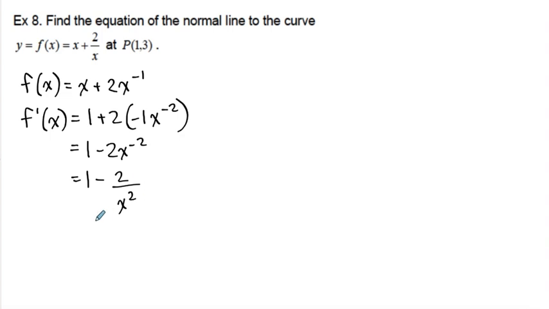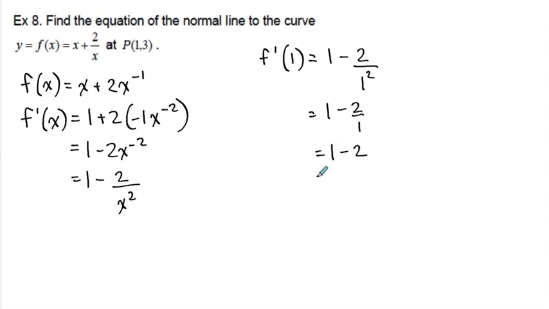So what is the slope of the tangent line at the point (1, 3)? Now we're going to work that out. The slope of the tangent line at the point (1, 3) is going to be the derivative at 1, so f'(1). I'm going to substitute in 1 where I see my x's. So this is 1 - 2/1, or just 1 - 2, which is -1.